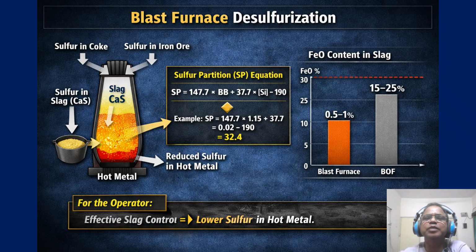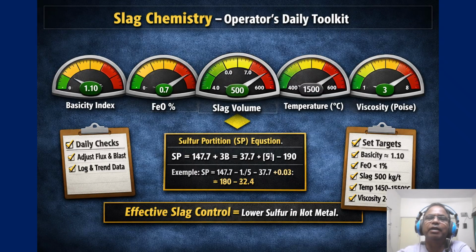So the reaction is simple. Lime plus sulfur plus iron gives calcium sulfide and iron oxide. We use the sulfur partition equation shown here to predict how sulfur will split between slag and metal. The key is that higher basicity and lower FeO drive more sulfur into the slag. So to make low sulfur hot metal, keep your slag basic and reduce FeO. Then it works well.